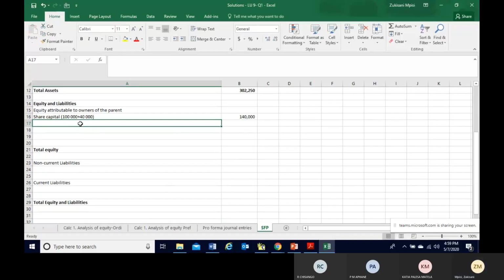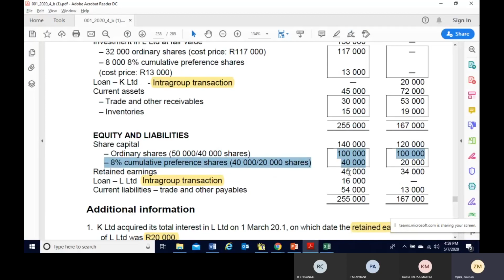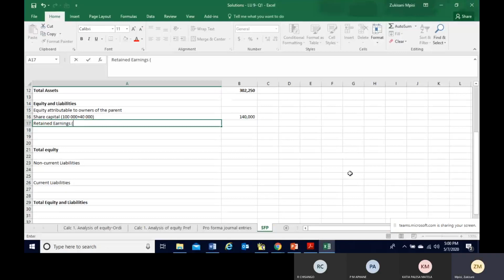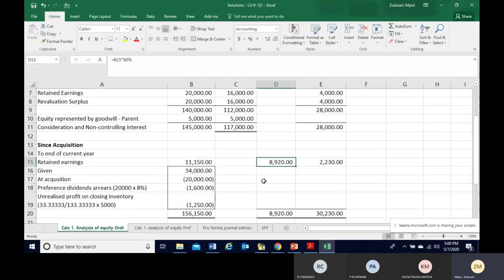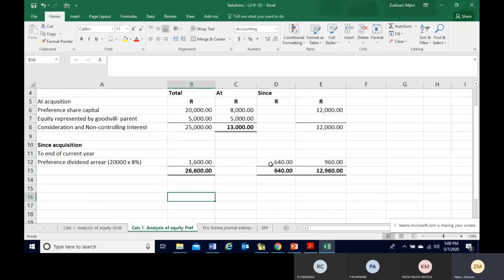And then what else will we have? Retained earnings. The retained earnings is going to be 45,000, which is what the parent has. And then we're going to look at what else was reduced from a parent perspective. So we've got 45,000. Then we go look in the analysis. From the analysis, we must add this 8,920. And immediately, we must also add 640.